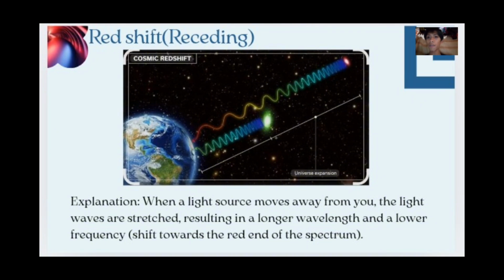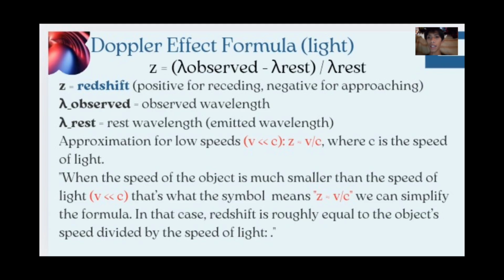Now let's proceed to the Doppler effect formula of light. To measure this effect, we use the Doppler effect formula for light. The formula is: the redshift z is equal to the wavelength observed minus the wavelength rest, over the wavelength rest. If z is positive, the object is receding, or moving away. If z is negative, the object is approaching.